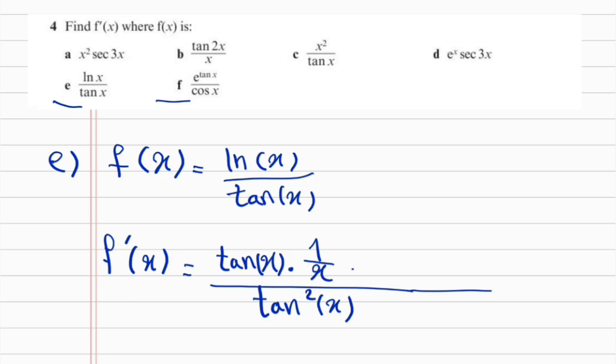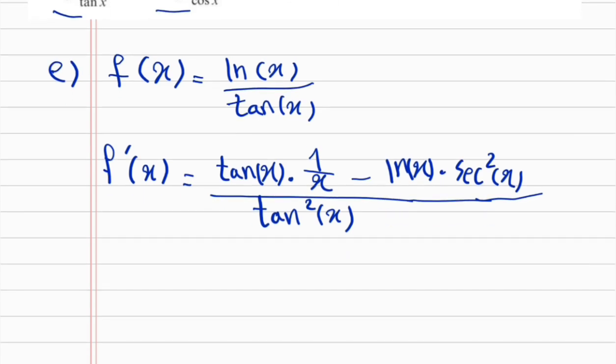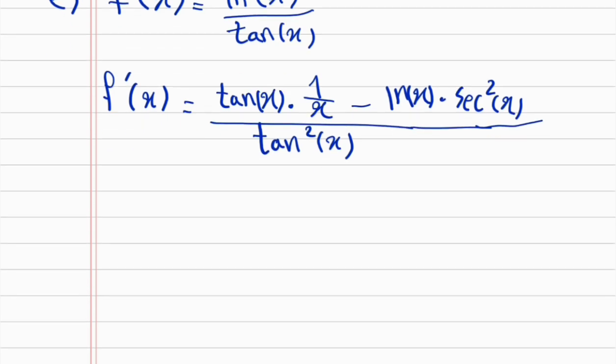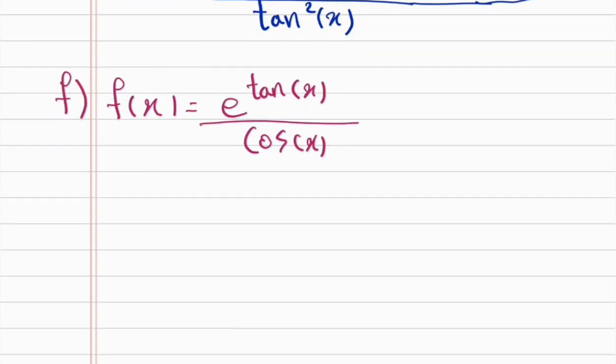So that's the first part, and minus, now we write down the numerator function this time times the derivative of the denominator function. So denominator function is tan x, its derivative is sec squared x. So it's one of those standard results that you can either memorize or just differentiate that directly. So in this case, yeah, so this is the derivative of f of x. Now let's do part F.